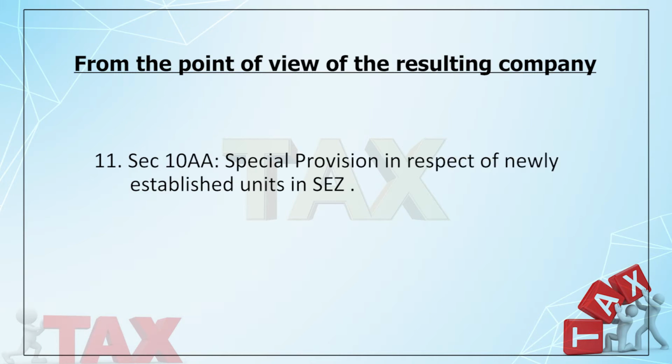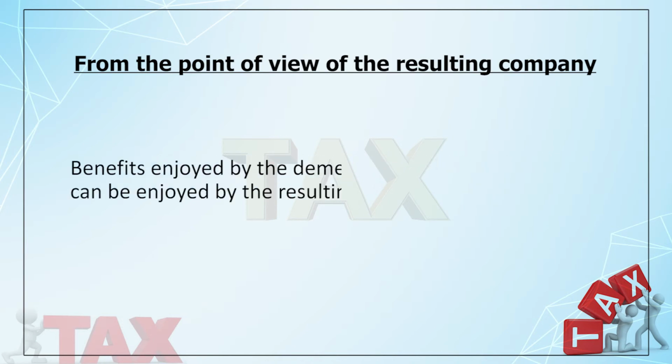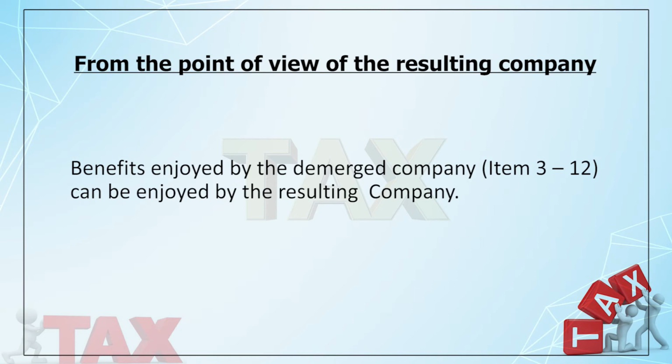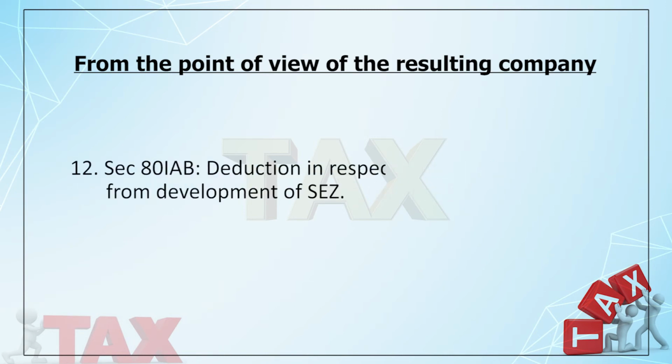Then we come to 2 more sections. Section 10AA. 10AA talks of profits and gains from business in the SEZ, and you know that this benefit is given in a phased way. For the first 5 years the benefit is 100% of profit of business into export turnover by total turnover. For the next 5 years it is 50% of profit of business into export turnover by total turnover, and for the balance 5 years it is 50% of profit of business into export turnover by total turnover, or the amount transferred to SEZ reinvestment allowance reserve, whichever is lower, right? So now if a part is being enjoyed by the demerged company, the balance can be enjoyed by the resulting company.